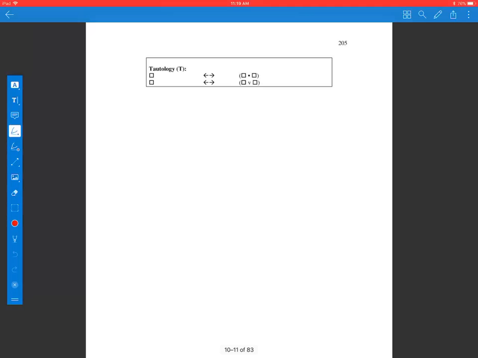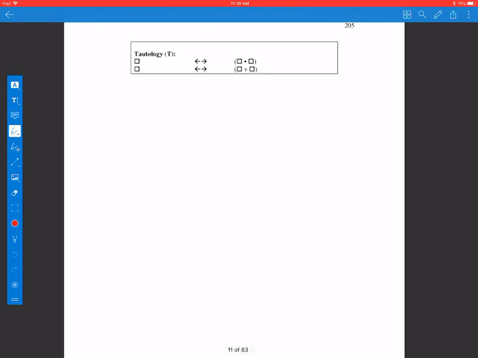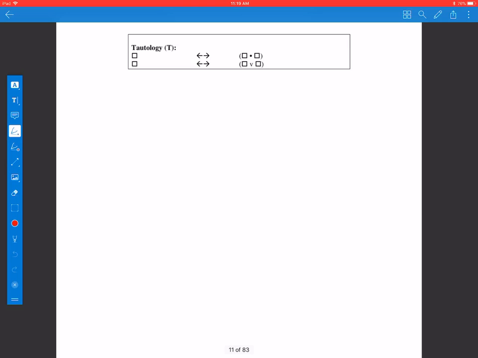Hello, my name is Todd, and this is our final rule of replacement that we're going to cover before we start working some problems. And this is another rule that's really not necessary for our system, but for the sake of completeness, we'll introduce it in case you end up working with some other system.